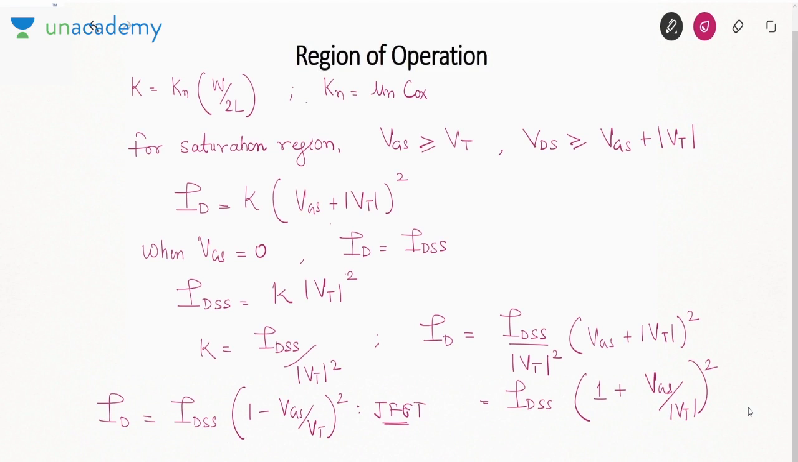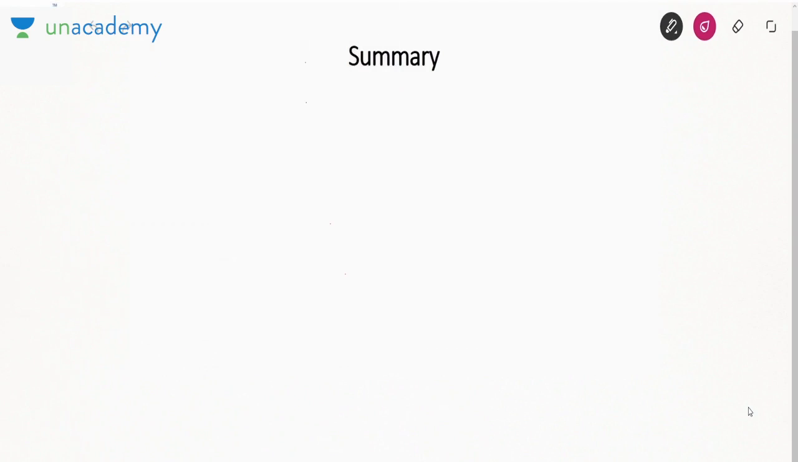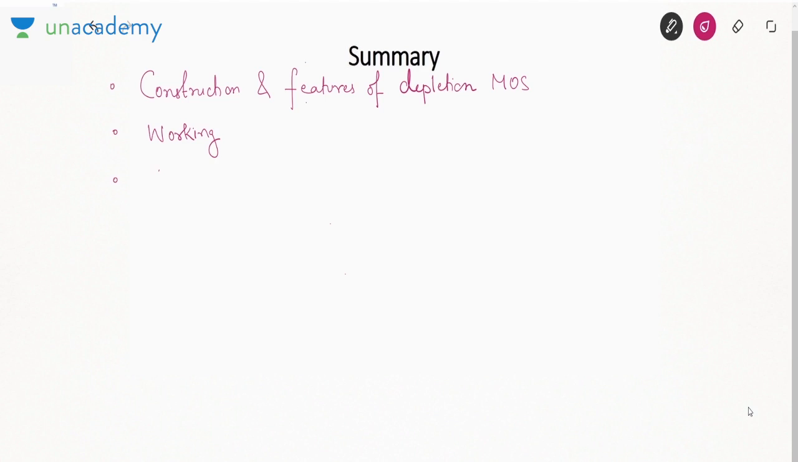So if we summarize what we have learnt in this video, I have told you the construction and features of depletion MOS. Then we have seen the working: how does a depletion type MOSFET work? We have also seen the differences of MOSFET with BJT.